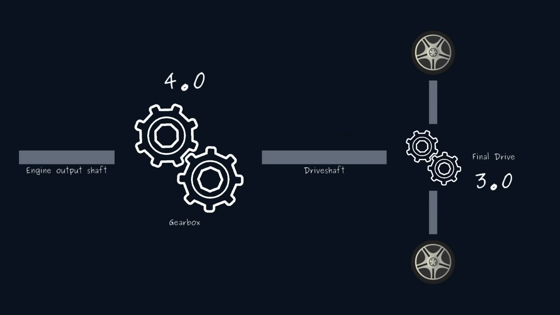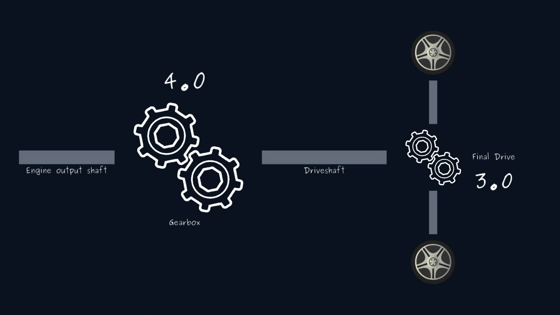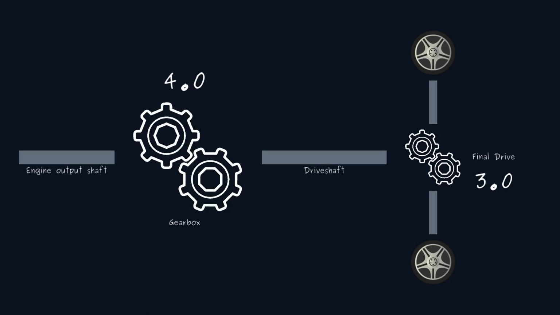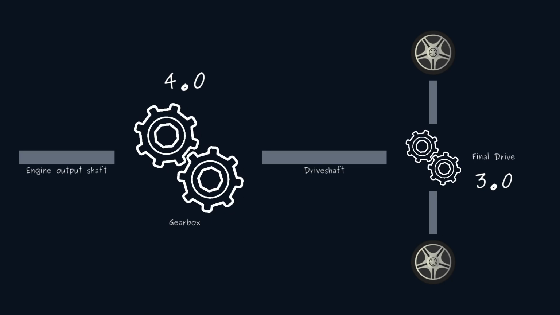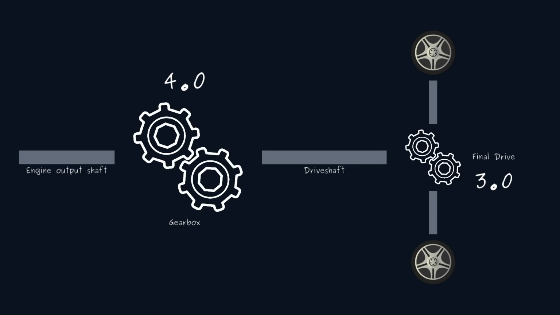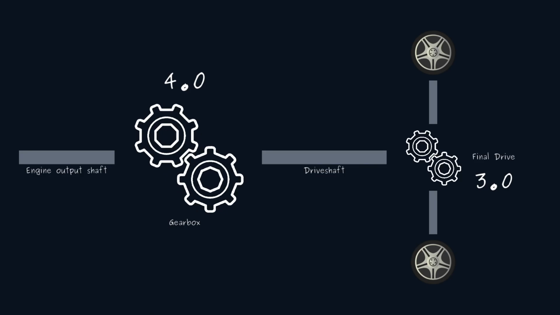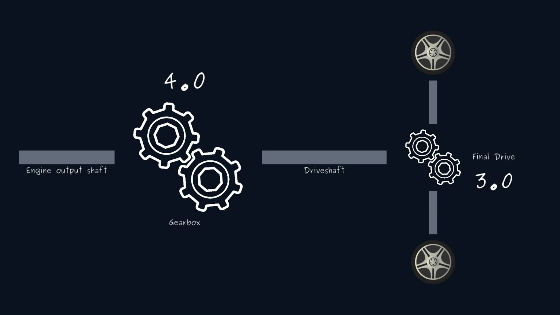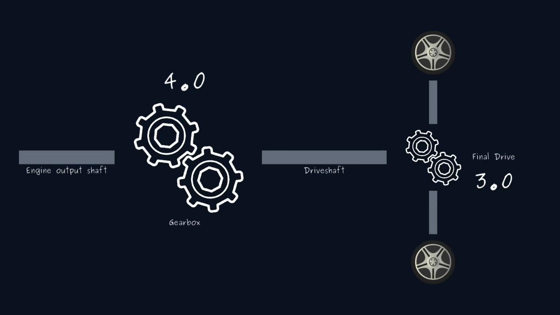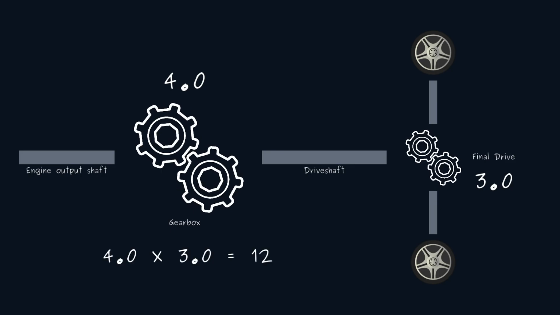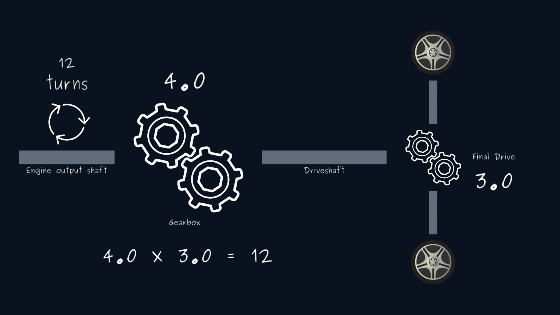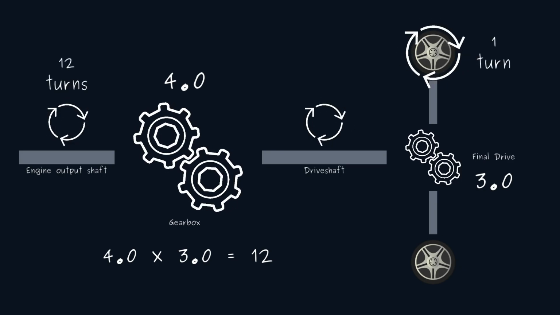These 2 ratios combined determine how much the car wheels will turn every time the engine does. We see that for every 4 turns of the engine, the drive shaft turns once, and then for every 3 turns of the drive shaft, we'll turn the wheels once. So this means that we can say every 4 times 3 turns of the engine, which will be 12, we will get 1 full turn of the wheels.